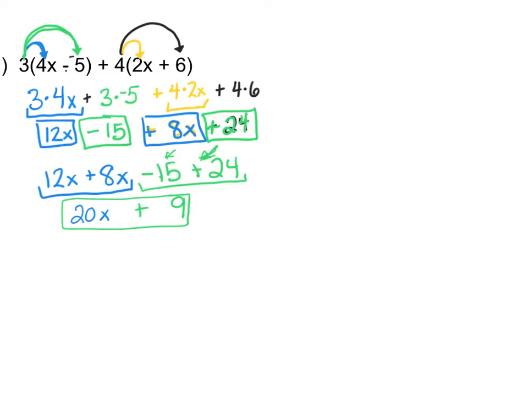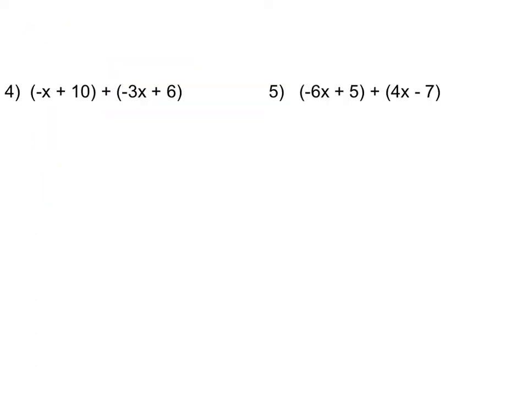All right, next one. Number 4. So this is the exact same thing except it's got parentheses. So I can just rewrite it as plus a negative 3x plus 6. Okay, now I'm going to find my like terms, my x's. So I have a negative x and a negative 3x. So I'm going to write those next to each other. Now my constants. I have a positive 10 and a positive 6.